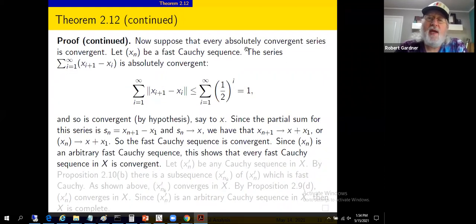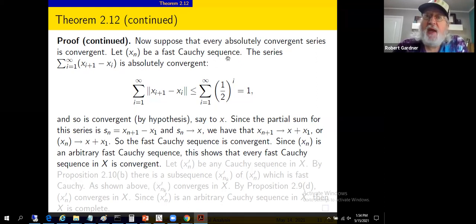So now suppose every absolutely convergent series is convergent. We want to show completeness. That means we want to show every Cauchy sequence converges. Well, we're going to take a little detour before we do that. The bottom of the slide will deal with Cauchy sequences. Let's talk fast Cauchy sequences in the short term.